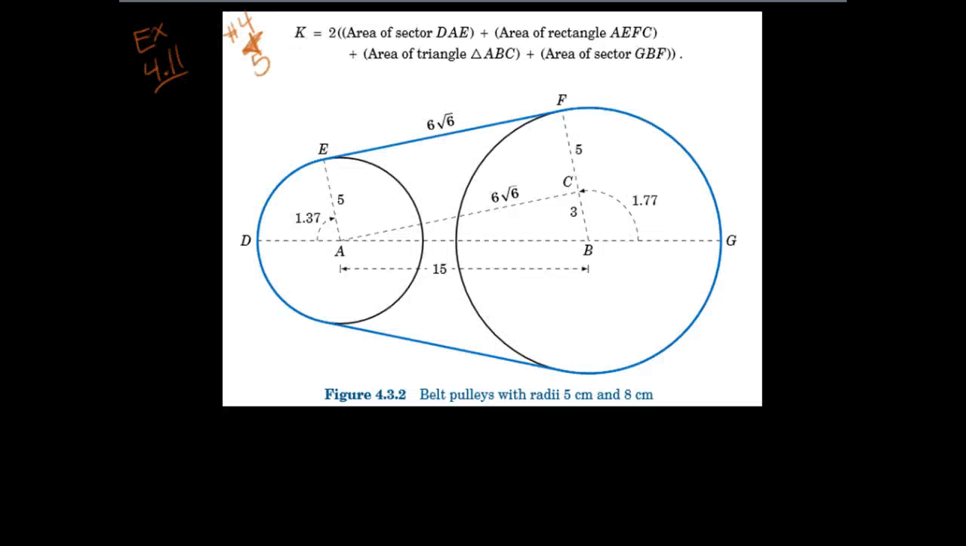I wanted to point out that numbers 4 and 5 in your assignment, in your practice problems, are very similar to 4.11 in the examples of the section. You're supposed to find area. Remember before we found the distance around, the length around, but now we're finding surface area, or the area enclosed by the belt.